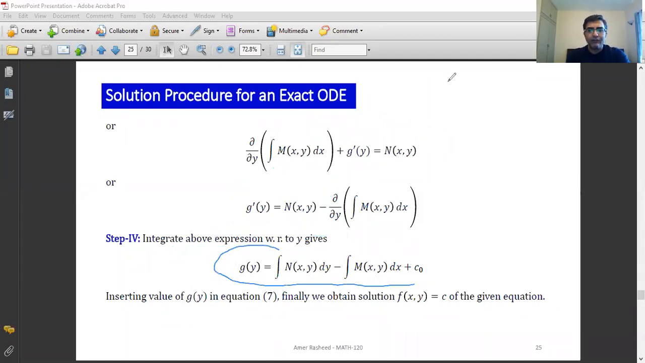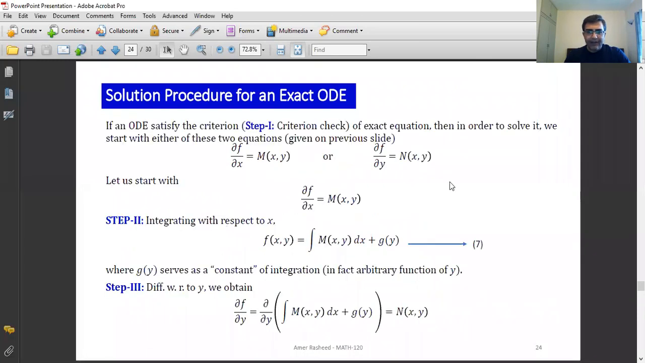This is the value of g of y, because n of xy is known and m of xy is known in the differential equation. We can compute g of y. If we can compute g of y, then by inserting the value of g of y back in this equation 7, we get our function f of xy, which was required.